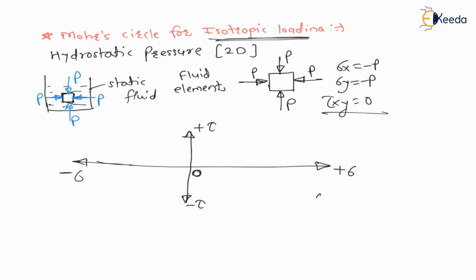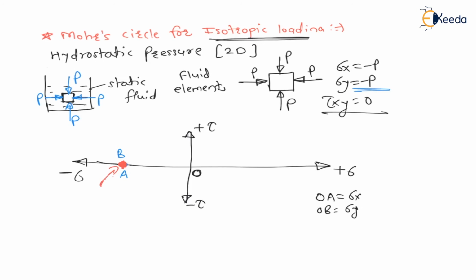Now from O to A we have to plot sigma x, O to B we have to plot sigma y, right? O to A, sigma x is minus P, therefore point A will go on the negative side. Again O to B, as sigma y is again minus P, therefore A and B will coincide. Now from A we have to go tau xy magnitude downward, but tau xy is 0, so we go 0 downward. From B we have to go tau xy magnitude upward, but tau xy is 0, so we go 0 upward, which means the Mohr circle will be a point.